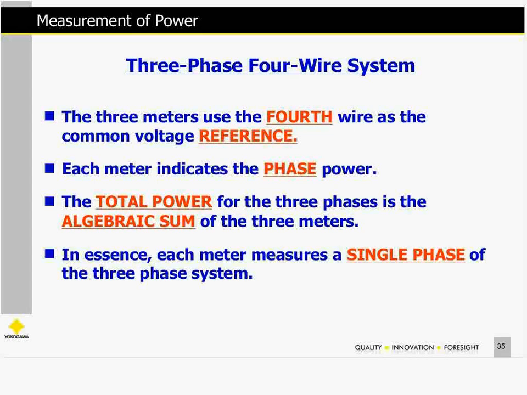So the 3 meters use the 4th wire as the common voltage reference. Each meter will indicate the true phase power. And the total power is just the algebraic sum of the 3 meters. And so basically this is like 3 single-phase measurements.